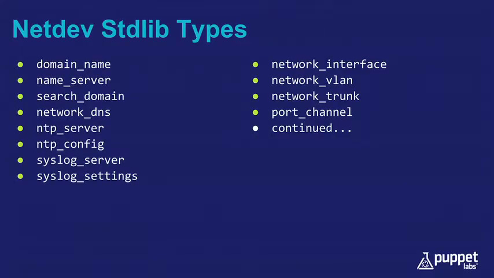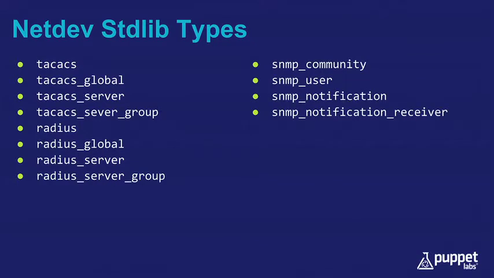As we look at NetDev types, they're fairly standard types of things, such as NTP, syslog, basic interfaces, AAA, and SNMP. These are things that you would commonly find on most any device and are fairly important to get up and started.